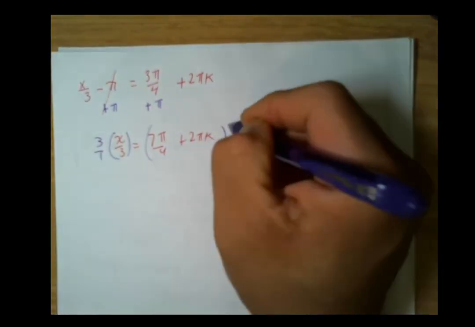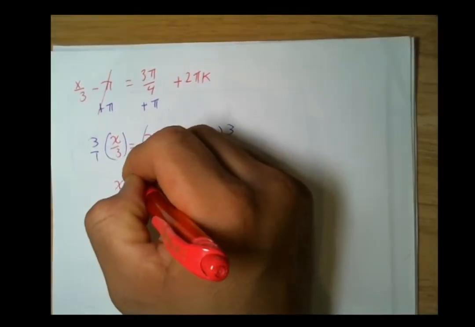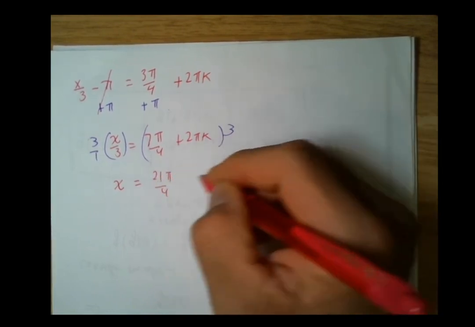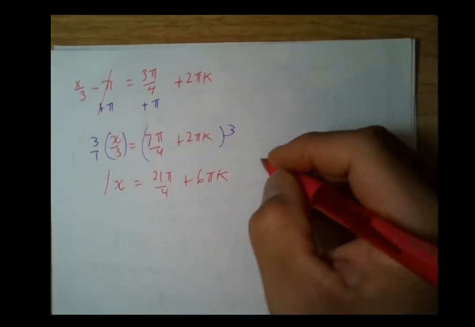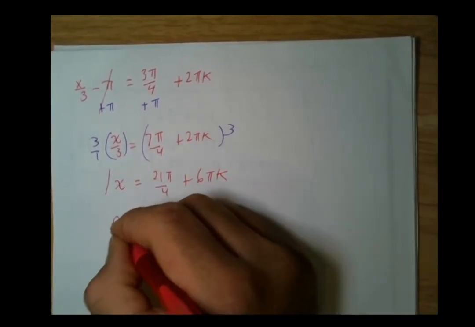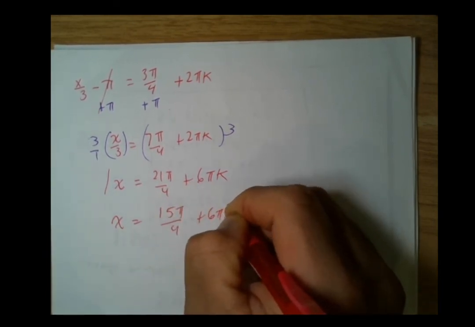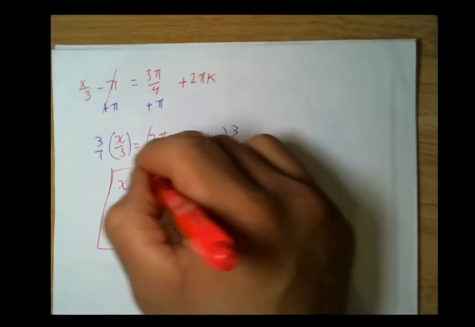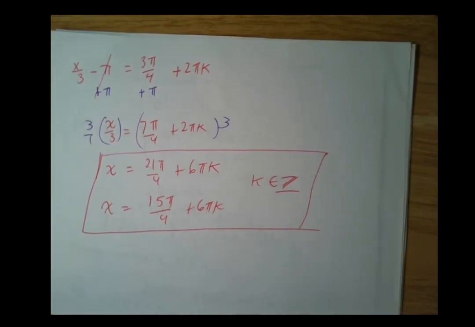All right, and now multiply both sides by 3. So this gives me x equals 21 pi over 4 plus 6 pi k. And let me just rewrite the other equation here. And in both cases, k is some integer. Okay, and that is how we find all the solutions to this particular equation.